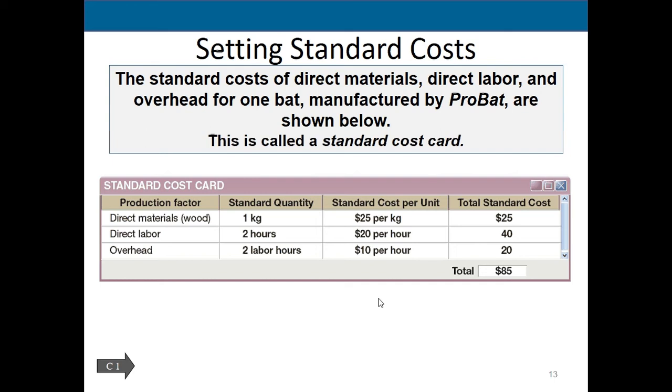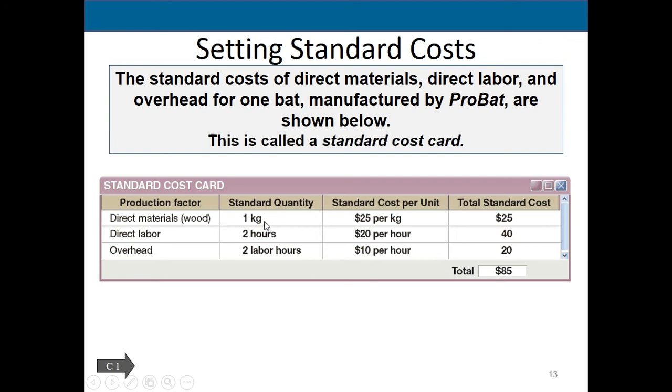We're going to be using ProBat as our example, and we're going to look at the standard cost card for creating one bat, right? The cost of creating one bat, not the price that we're setting, but the cost that it takes to create it. And we need to break it down into its unit pieces.